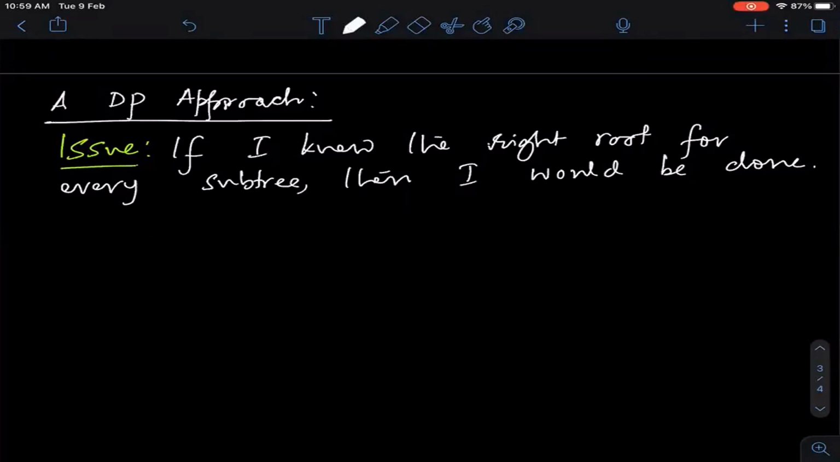Now, unfortunately, we don't have access to such an oracle. Of course, we don't have a magical oracle which, given a set of keys, will suddenly tell me that, hey, you have to make this the root. But let me ask you, how many possibilities do we need to consider for the root? If I give you n keys, how many possibilities are there? Well, not many. It's only n possibilities. So I don't have to look at any exponential number of candidates for the root. There are only n possibilities.